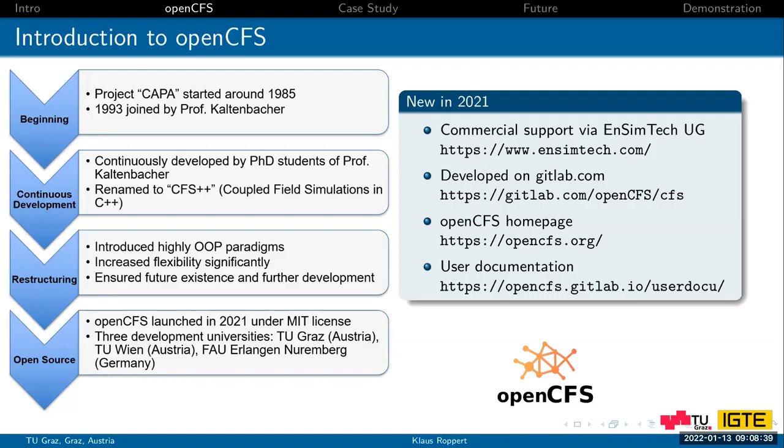And last year, we launched openCFS, which is the open source version of the software, and it's licensed under the MIT license. And we currently have three development headquarters: two in Austria, one in Germany, TU Graz, TU Vienna in Wien, and in Germany the University Erlangen-Nuremberg. And if you're interested in our software, you can check out our homepage. And also we're developing on gitlab.com, so you can also have a look at our source code.